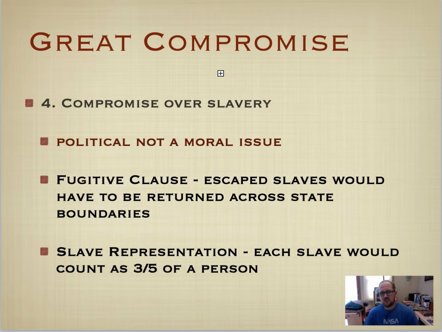This was a compensation to the South. The South wanted every slave to be counted as a person for their popular vote. And of course, the northern states wanted them to be counted at 0. So this was a compromise. Every 5 slaves would be counted as 3 people in the state's population. So 3/5.